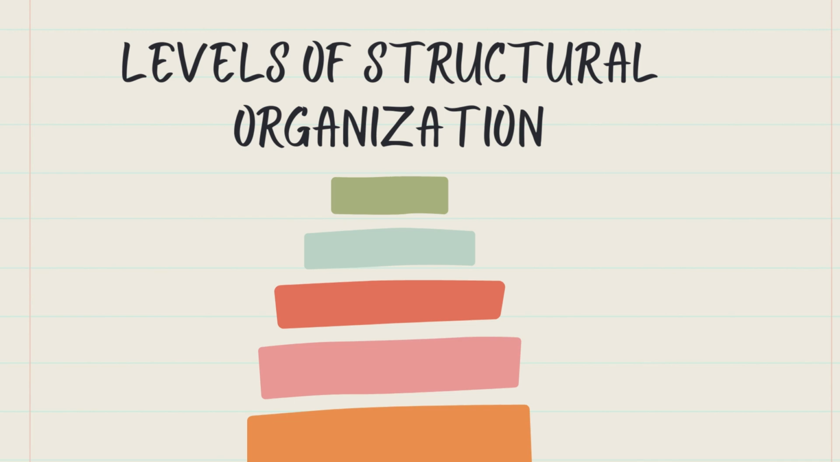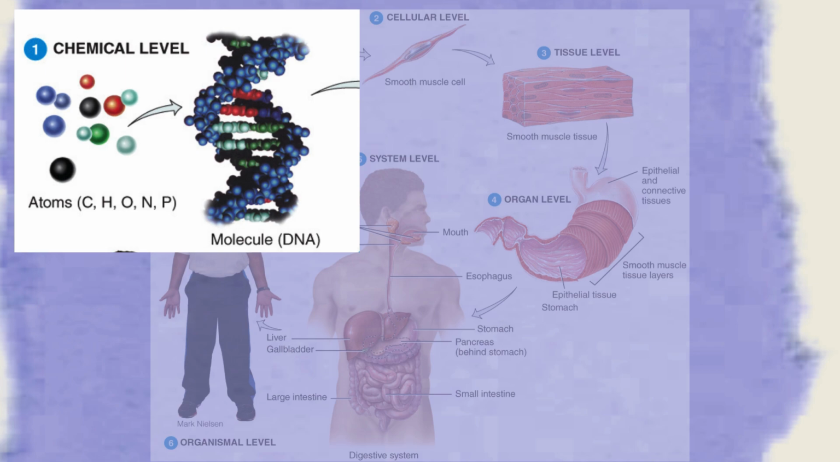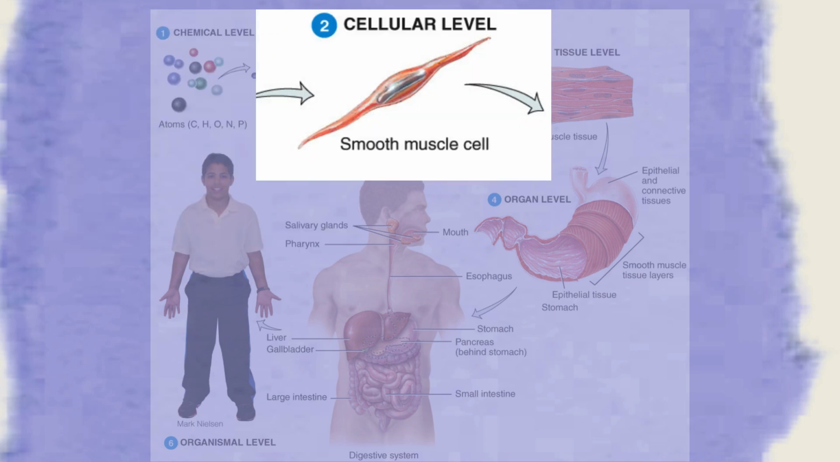Next, let's discuss the levels of structural organization. The human body is organized into 6 levels. Each level is more complex than the previous. The first and simplest level is the chemical level. At this level, atoms like carbon, hydrogen, and oxygen combine to form molecules in the body.